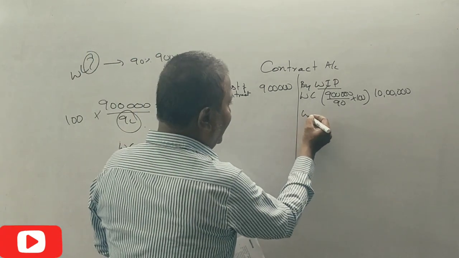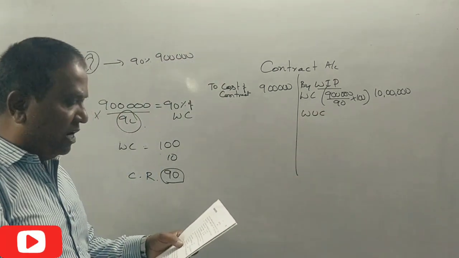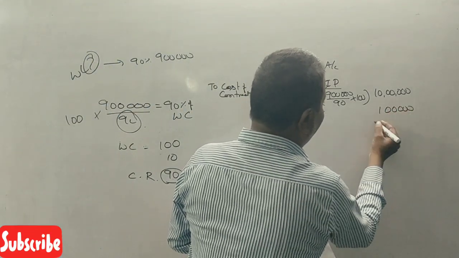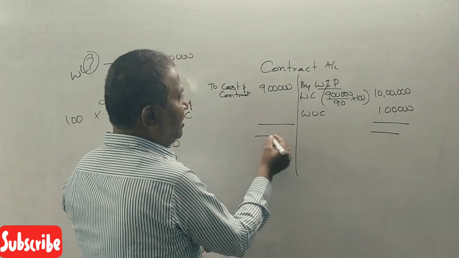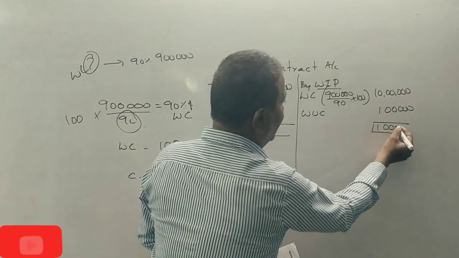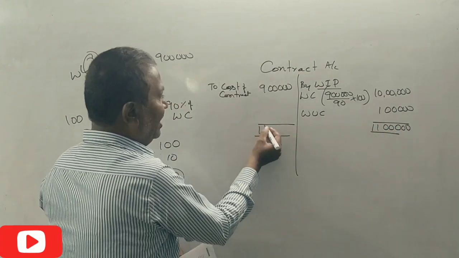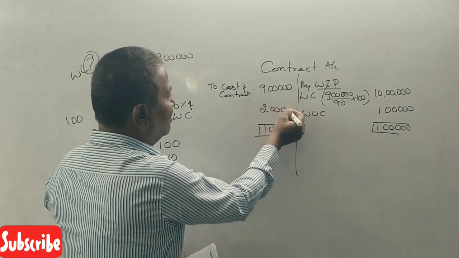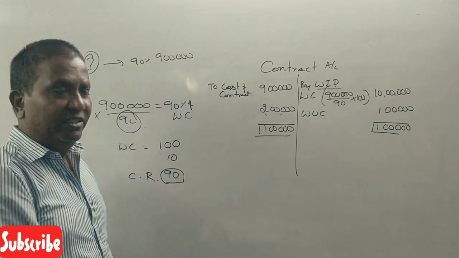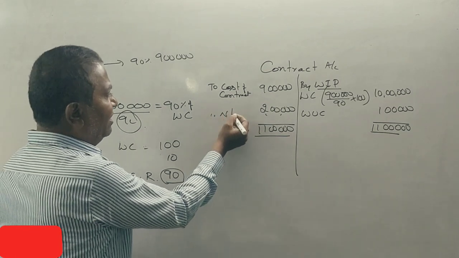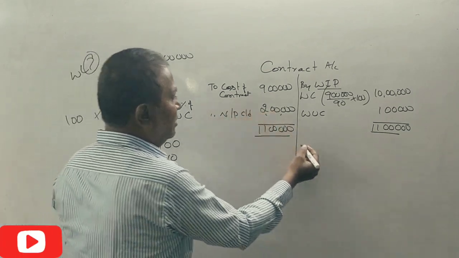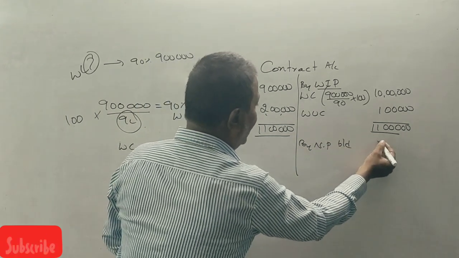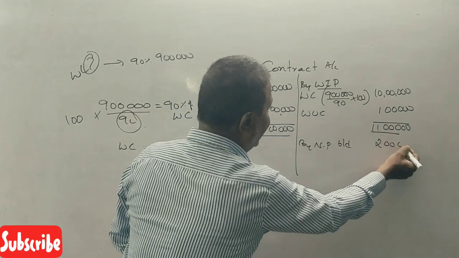Next, work uncertified is given in the problem. How much is it? 1 lakh rupees. Which side is more? Credit side is more. How much is it? 11 lakhs. Now what is the notional profit? 2 lakhs. Correct? This is the notional profit carried down, notional profit brought down. How much? 2 lakhs.